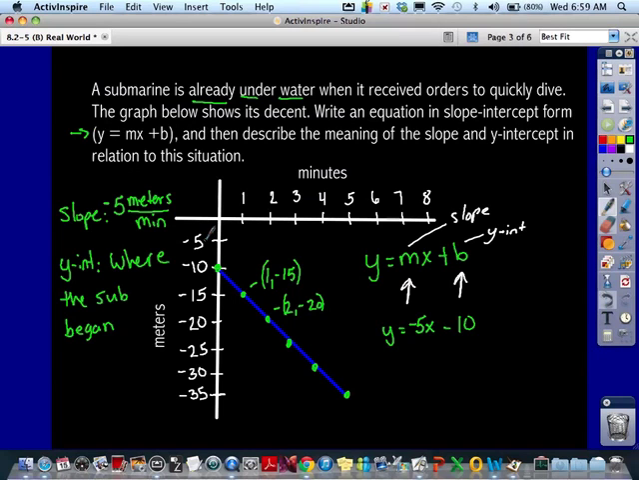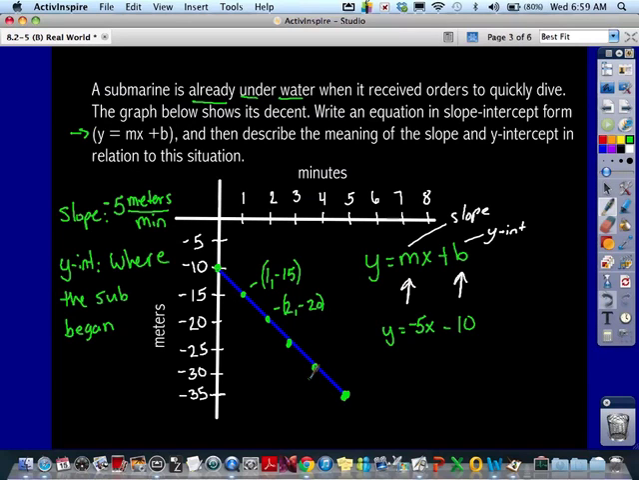So that's pretty deep, but it goes all the way down here to negative 35 just after 5 minutes. And so the y-intercept in this particular context is where the sub began, and the slope is how fast the sub is going down. And you'll notice the graph stops here. I didn't ask you to describe what the endpoint meant here, but this probably means that the sub, after about 5 minutes, stopped at negative 35 meters.